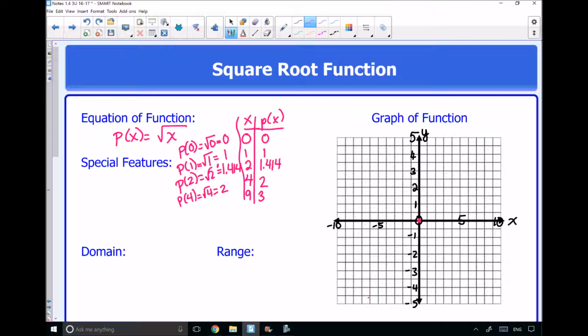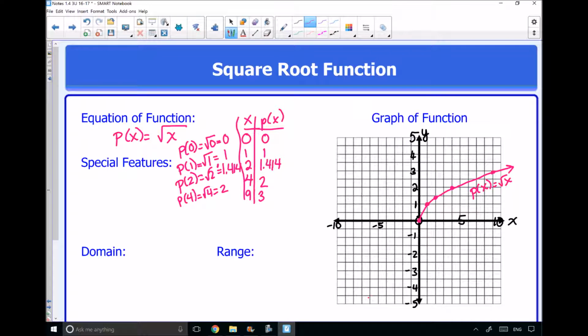So I've got 0, 0. I've got 1. We'll go with 1 right here. So the next coordinate is 2, 1.4. So I'm going to put it like right here. Next I have 4 is going to correspond with 2. And then lastly, 9 is going to correspond with 3. And then I'm going to go ahead and connect the dots. And this right here is p of x is equal to the square root of x.